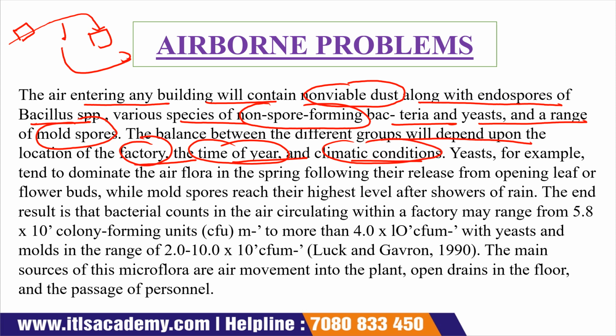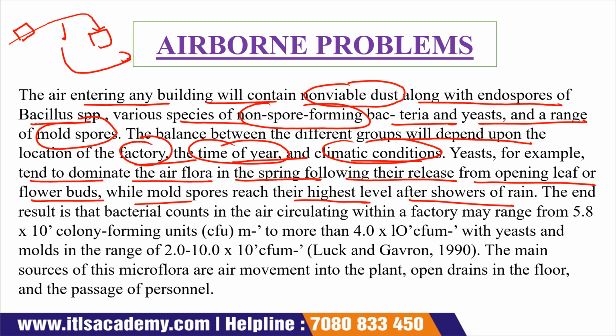For example, certain organisms tend to dominate the air flora in spring, following their release from opening leaf or flower buds, while mold spores reach their highest level after a shower of rain. If there is a rainy season, there is an increase in mold spores, because they reach the highest level when a shower of rain occurs.